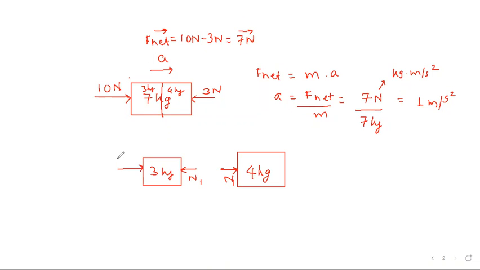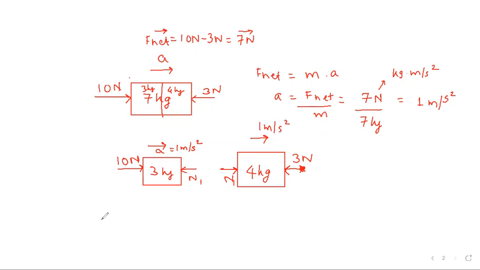What is the force over here? This force is 10 newtons. What is the force over here? This force is 3 newtons. What is the acceleration here? The acceleration we have found out, it is in this direction, 1 meter per second square. The acceleration will still be in this direction, which is 1 meter per second square.